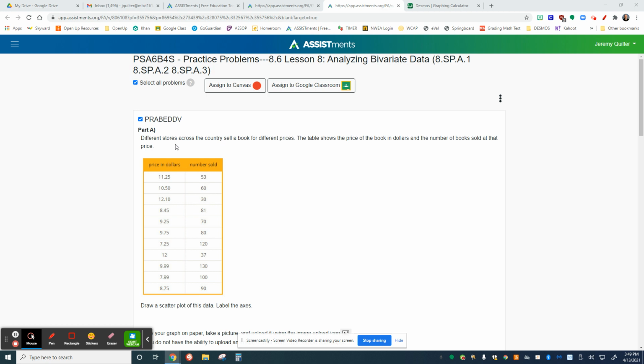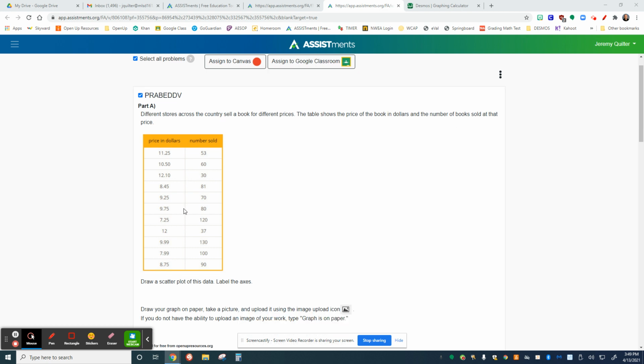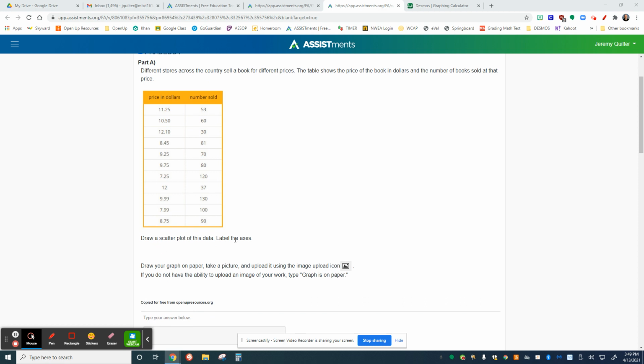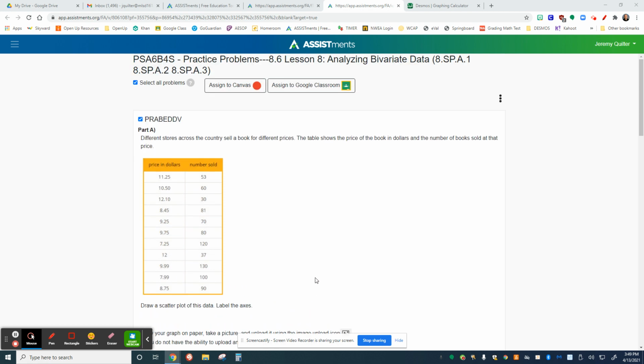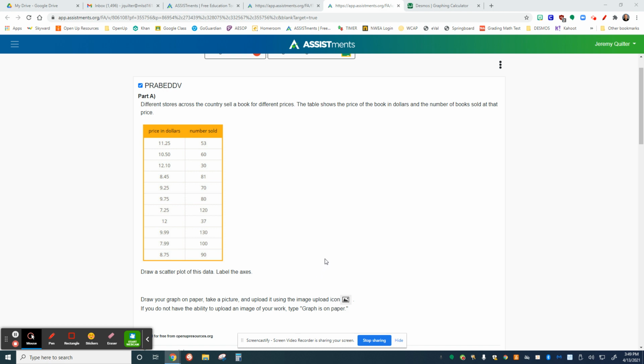Here in the first problem, part A, different stores across the country sell a book for different prices. The table shows the price of the book in dollars and the number of books that were sold at that price. You're supposed to draw a scatter plot for these data, labeling your axes, and then draw your graph on paper, take a picture, and upload it. I know that's kind of tedious to do, and I personally really like to have nice graphs.